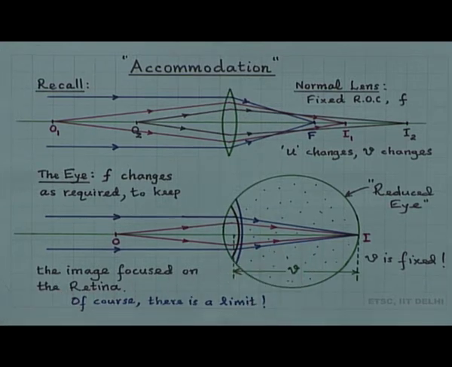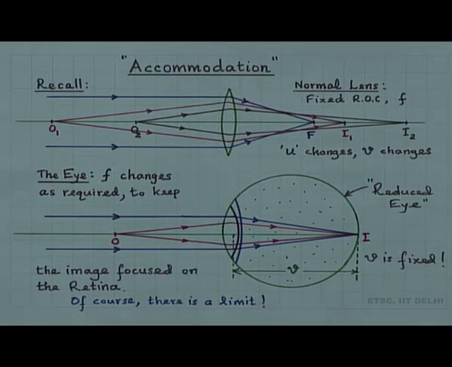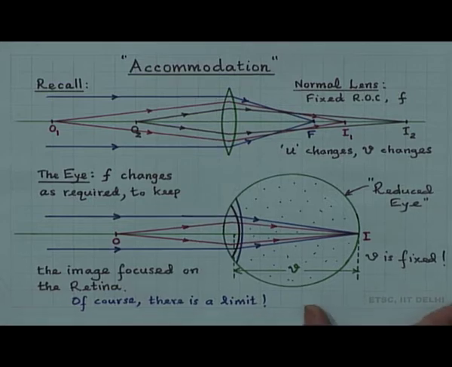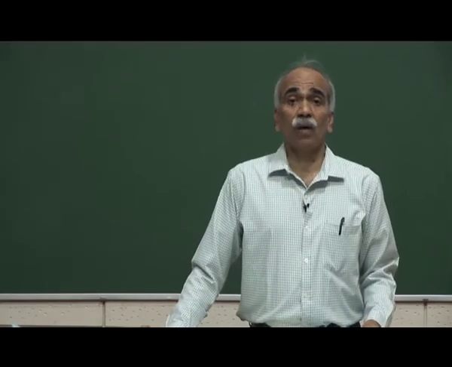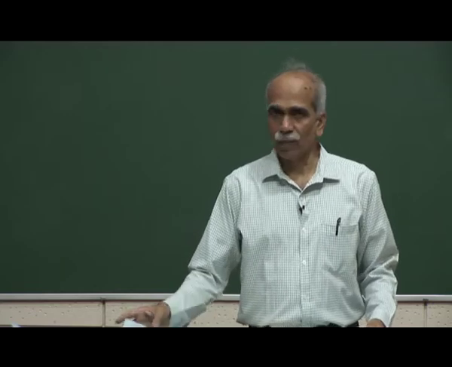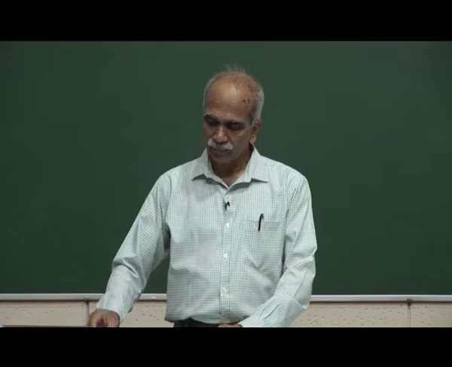Of course, there are some limits: for any distance the lens cannot adjust, there is some limit up to which the lens can be stretched, and one can accommodate this. Now, accordingly, there are two important distances which are called near point and far point. So, we will see what is this near point and far point.